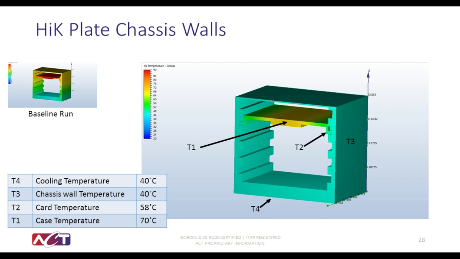In our case study, applying a high K plate reduced our T1 by 15 degrees Celsius. The embedded heat pipes effectively spread the heat along the chassis wall and isothermalized the system.